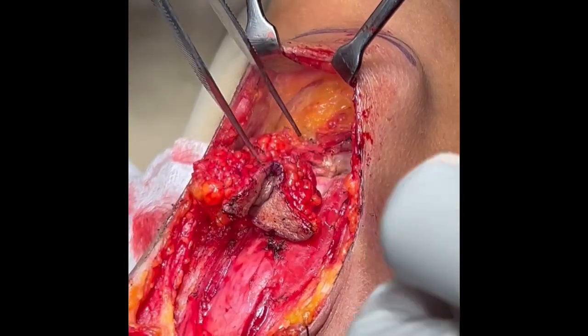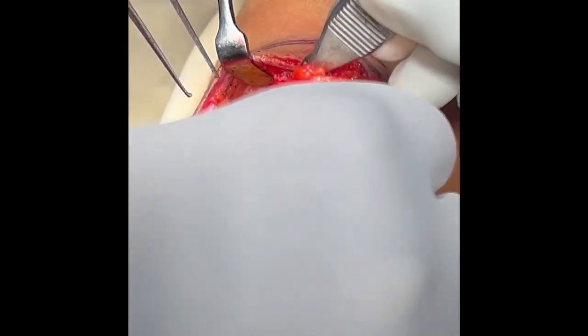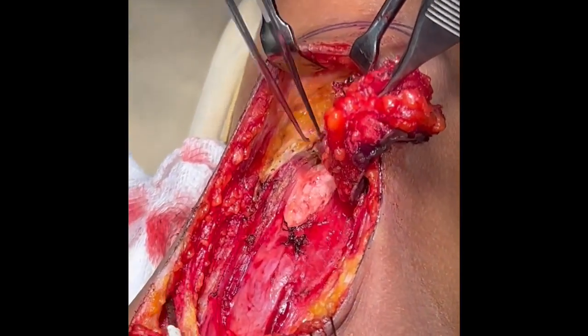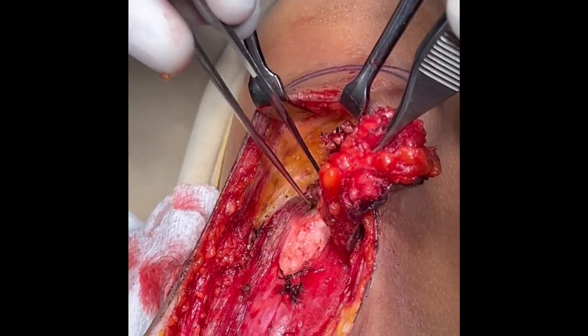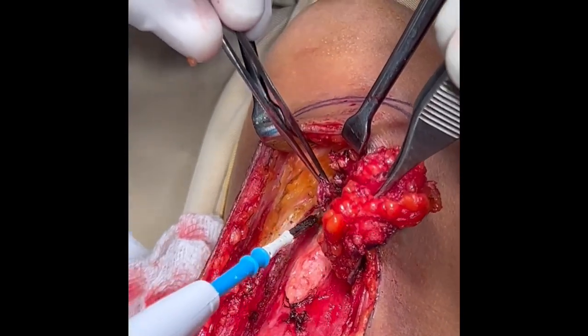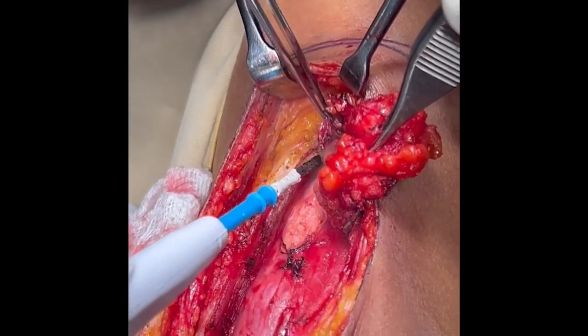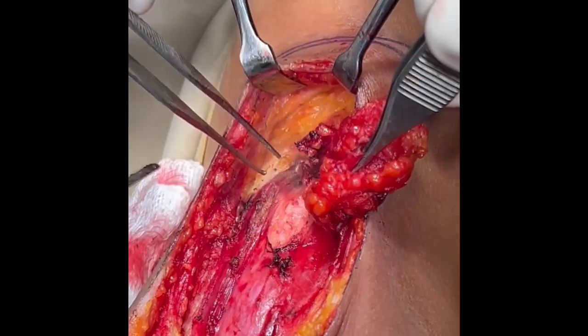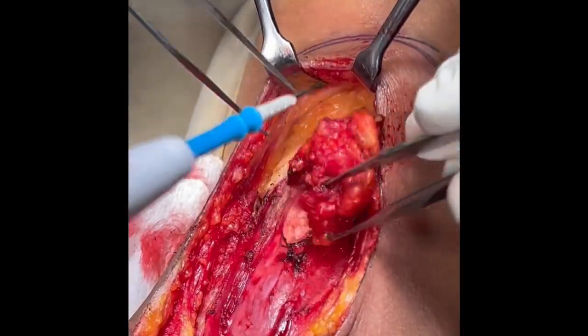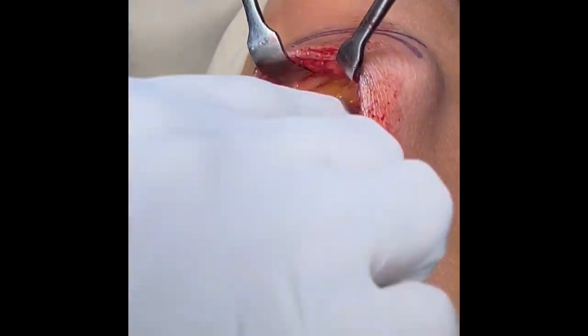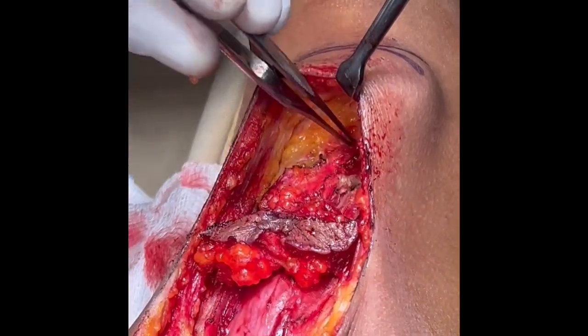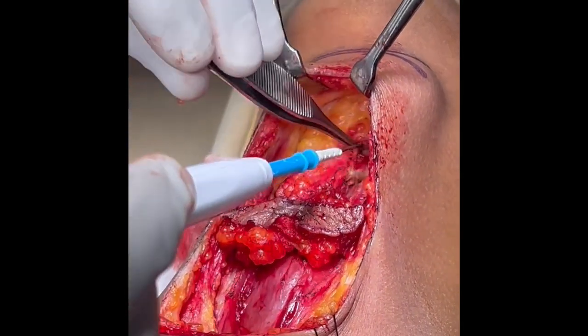thyroglossal duct cyst or fistula is the standard Sistrunk procedure, and if recurrent, then you have to do the extended Sistrunk procedure. There are four types of common surgery in thyroglossal duct cyst. First is excision only. You have to excise the tract only till the hyoid bone. Then second is the Sistrunk procedure.